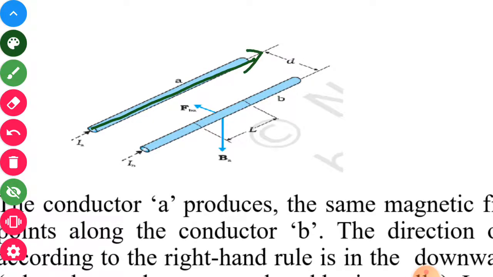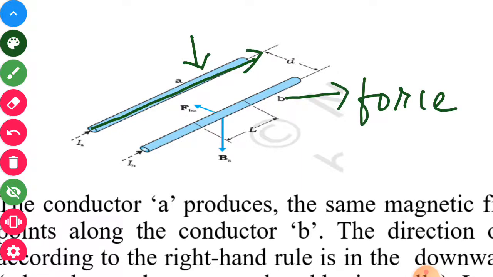Now this is the current carrying conductor and it is producing a magnetic field, and because of this magnetic field produced by conductor A, we want to find out the force acting on the current carrying conductor B. So first of all, what is the direction of the magnetic field? If you hold the conductor in your right hand in such a way that the thumb remains in this direction, the fingers will curl like this. At this particular point the fingers will be going downwards, so the magnetic field produced by this current carrying conductor is in the downward direction, okay.